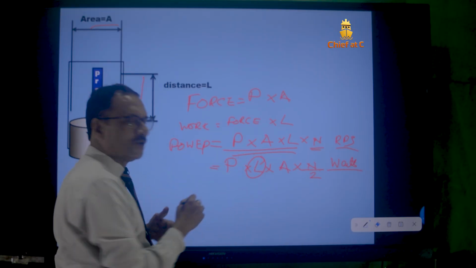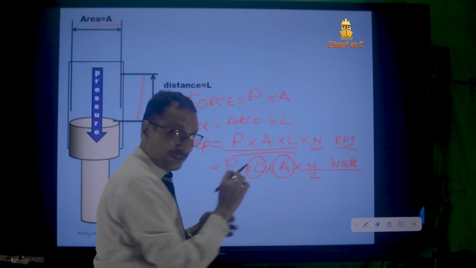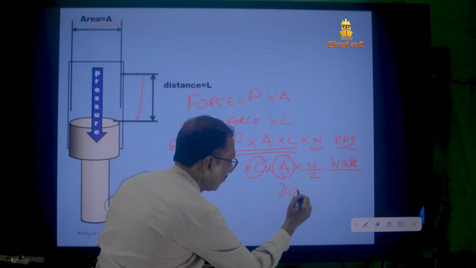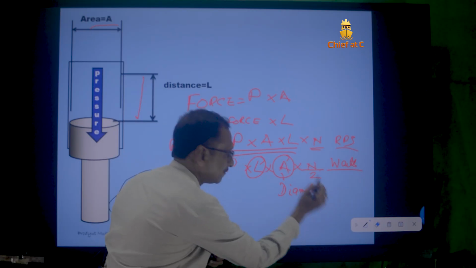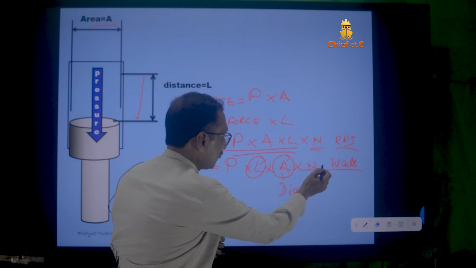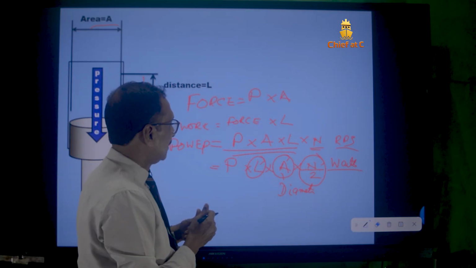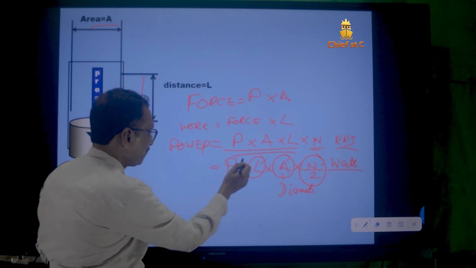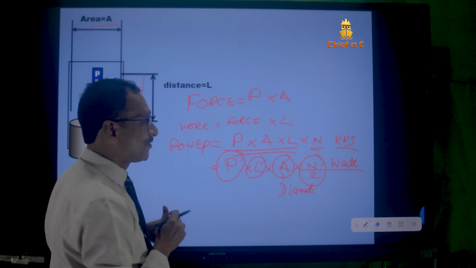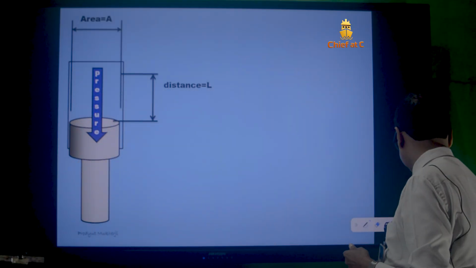This stroke length will be given to you in the numerical. The area will be given not directly, but in terms of the diameter of the piston. We will calculate the area from the diameter, and of course the revolutions per second will be given. Now the problem is this pressure. How to find out the pressure which is acting on top of the piston? So let us see.